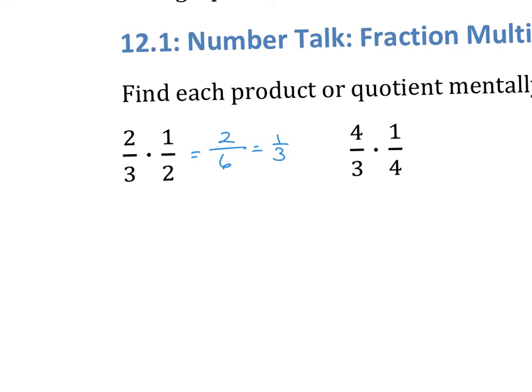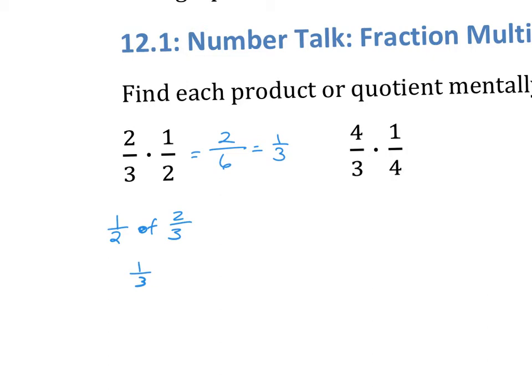Another way of doing it is thinking about what this actually means. What we're doing is we're literally taking half of 2/3. So if we were to split 2/3 in half, we would get 1/3, right? Because 1/3 plus 1/3 is 2/3. So that's another way of looking at it. Go ahead and pause the video and try the second one.